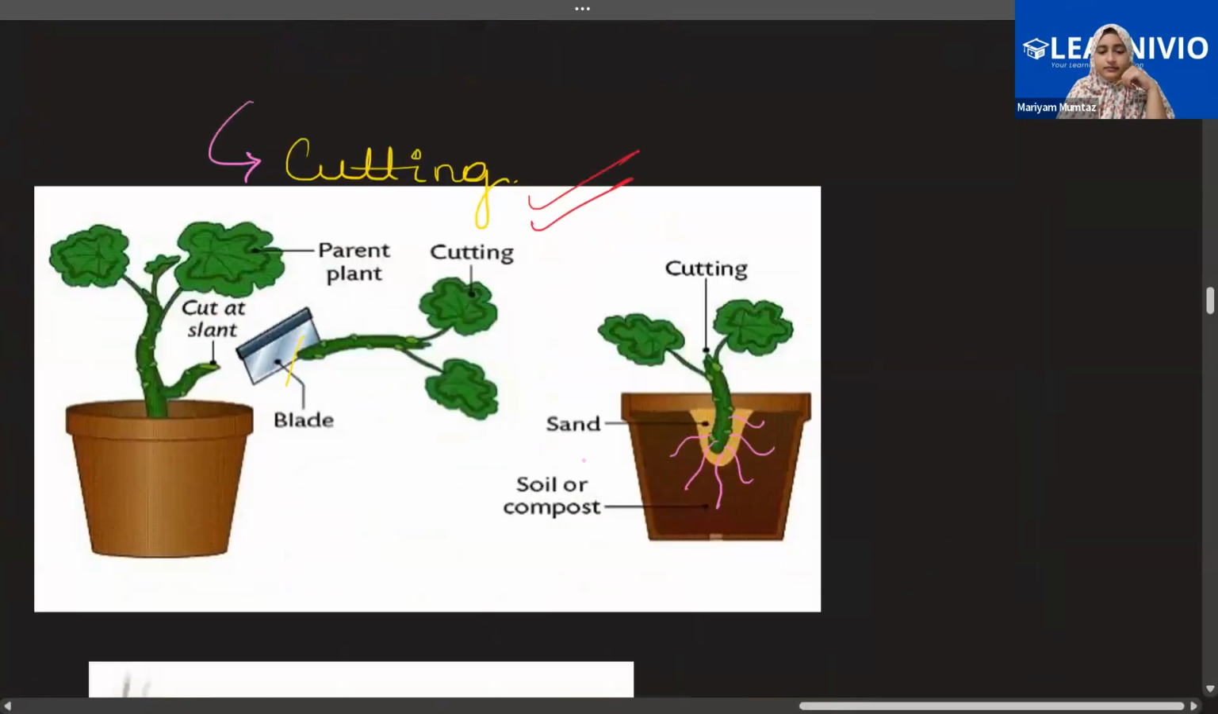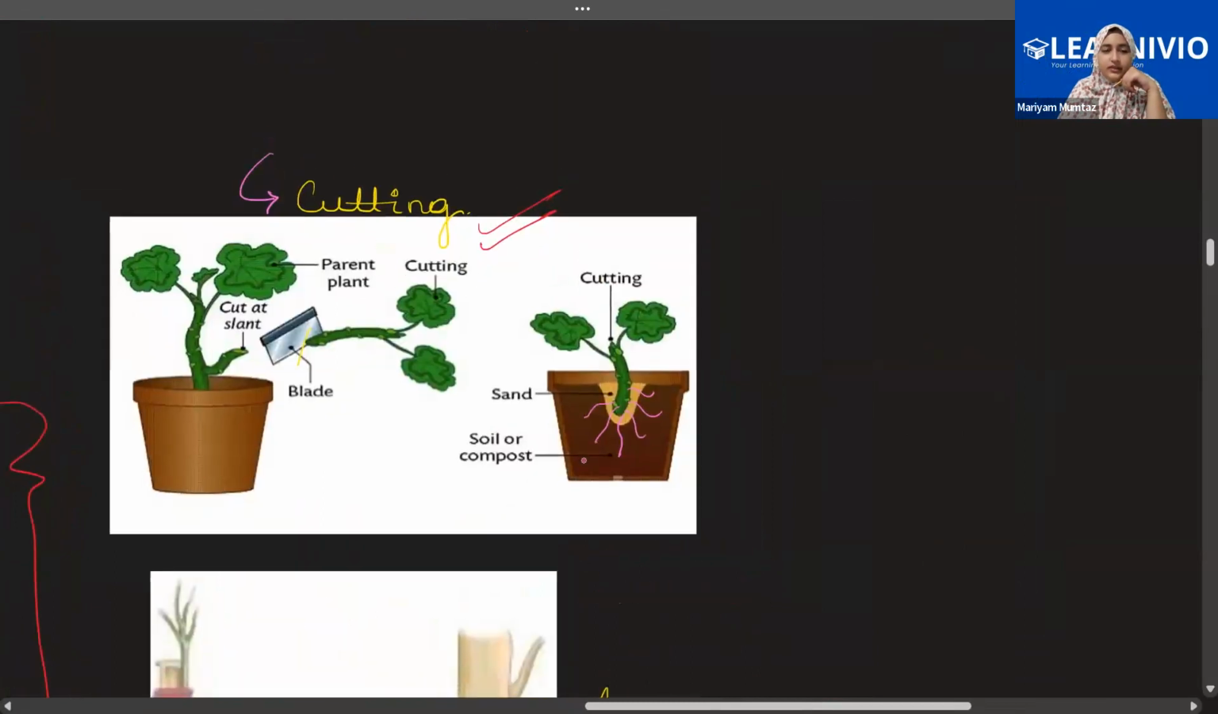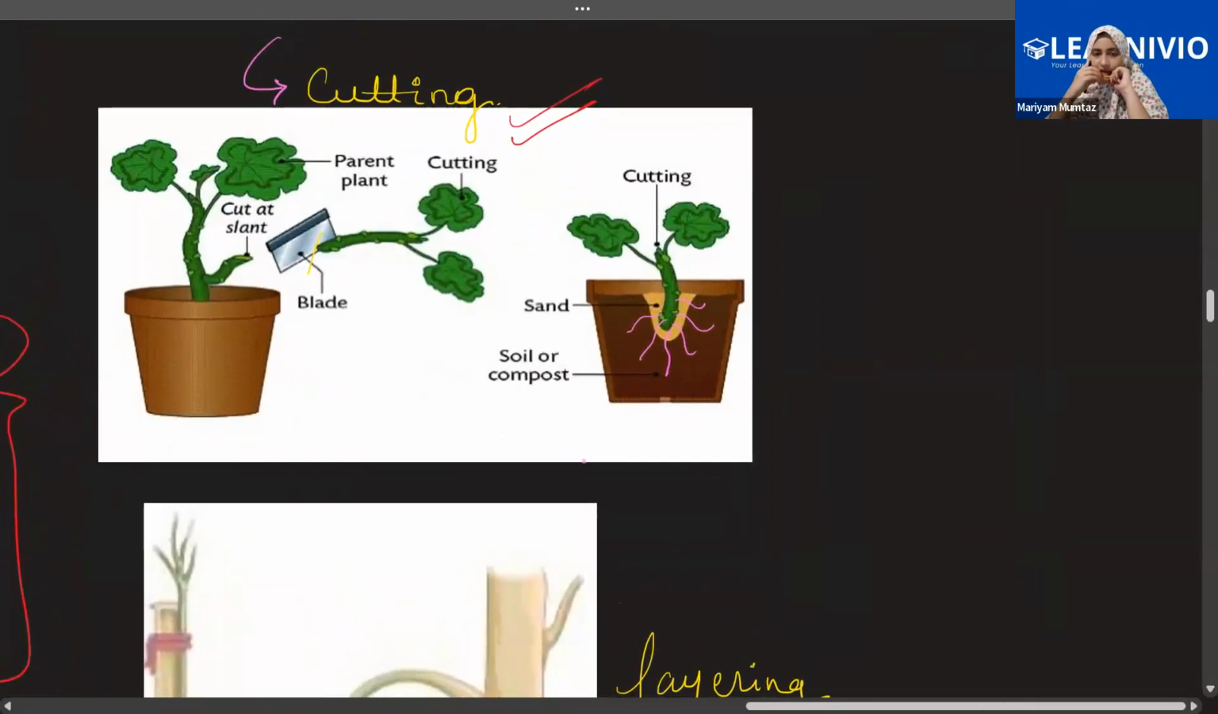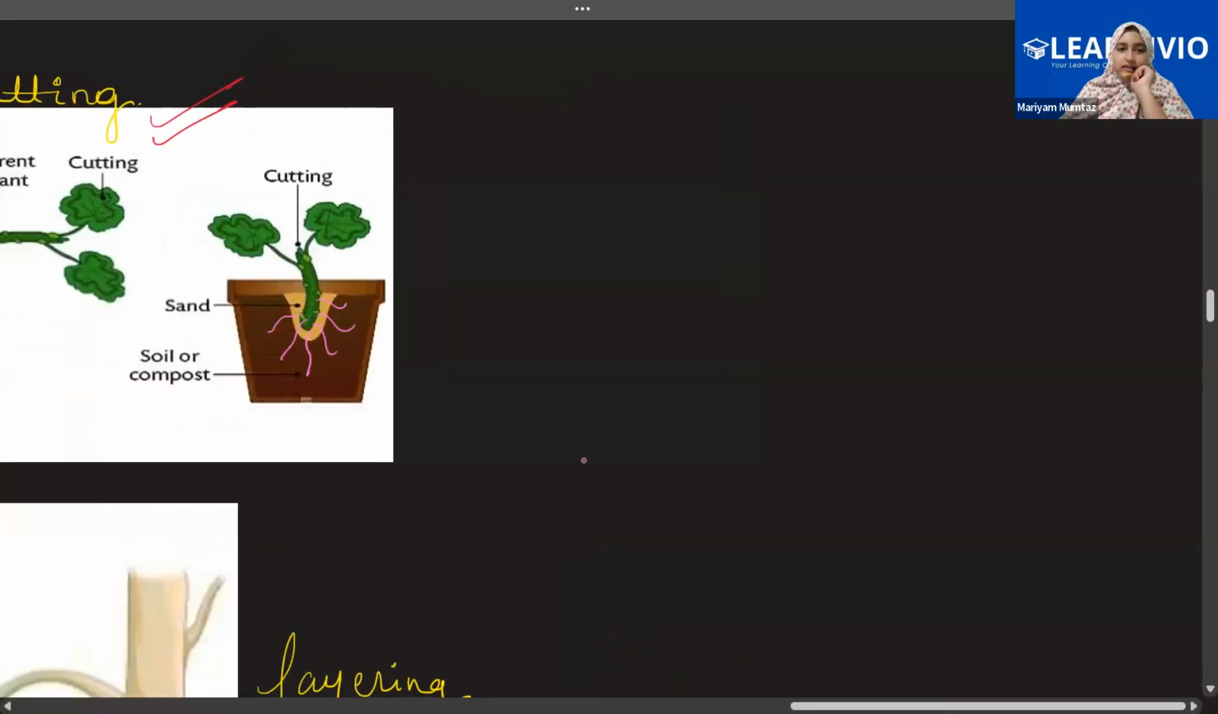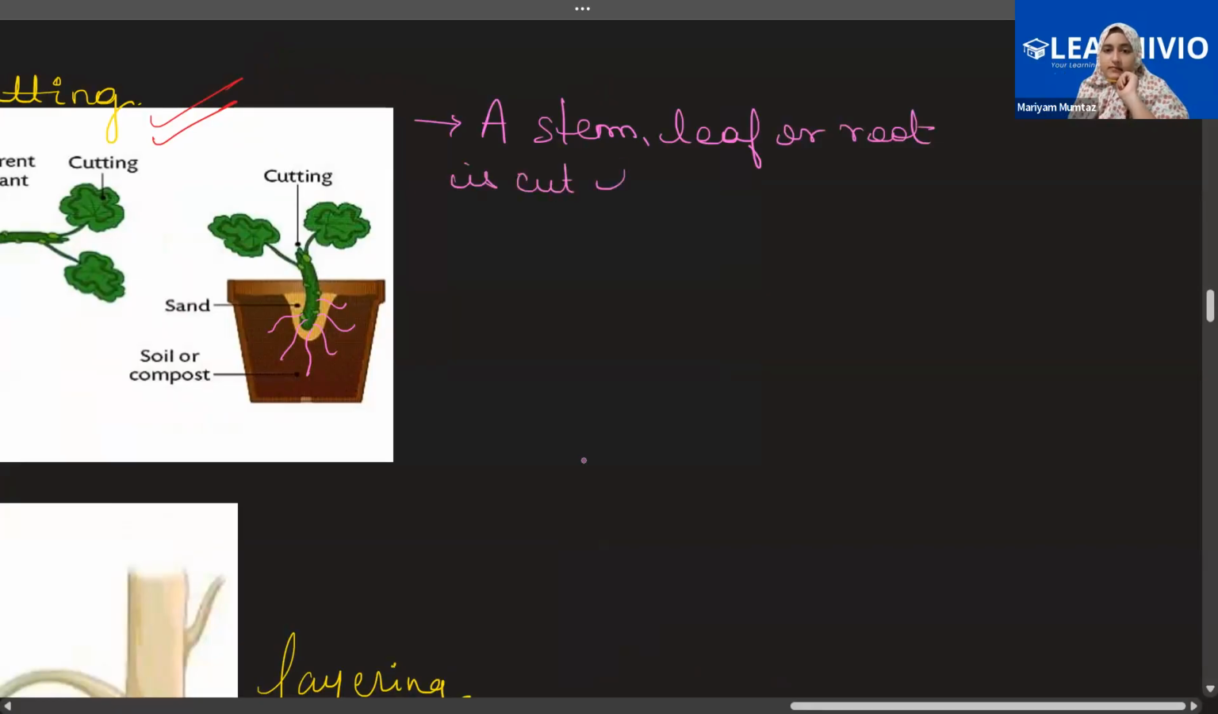Now let me give you some points about the cutting. In the cutting method, a stem, leaf, or root is cut from the parent plant. It can be a stem, it can be a root, and it can be a leaf. Then when you plant it into another pot, it will grow. So we can say that in this case, a stem, leaf, or root is cut from the parent plant.